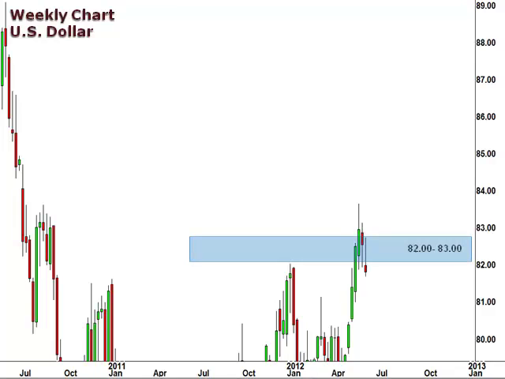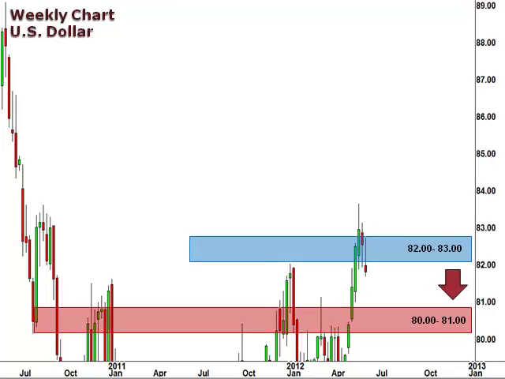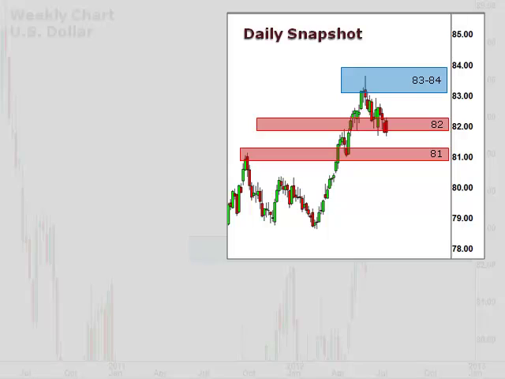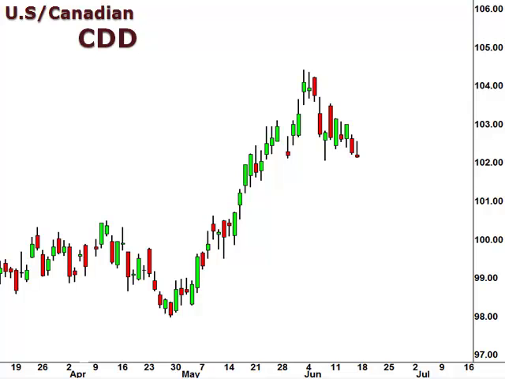lower. We are open to a test of 81 in the short term, and we would need to see a move back above 82 on the weekly chart to lend credibility to a continuation higher. A quick look at the daily charts reflects the strong support at 82, with 81 being the next short-term downside target. Let's take a look at the CDD, the US dollar versus the Canadian dollar.